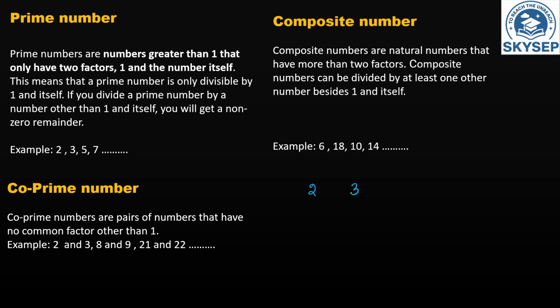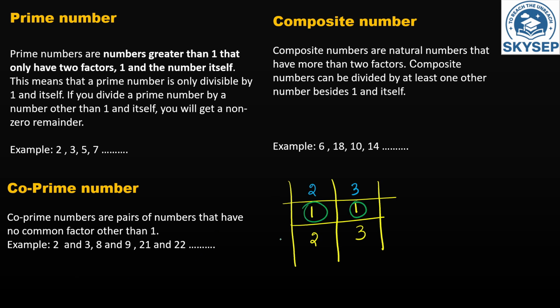Take 2 and 3. Write the factors of 2 now. What are the factors of 2? 1, 2. What are the factors of 3? 1 and 3. Now, compare the factors between 2 and 3. Which is the common factor between 2 and 3? Simple, right? 1 only.